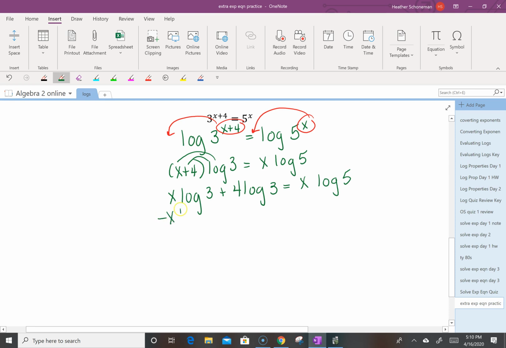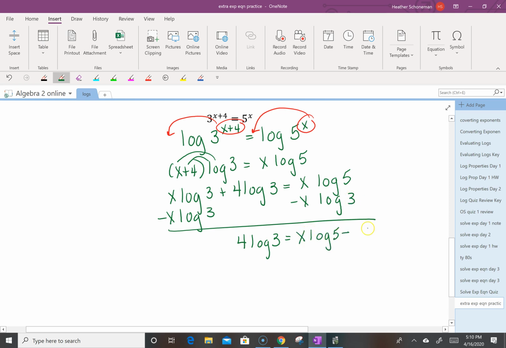Okay, group the variables together. So I'm going to subtract x log of 3 from both sides. So when I do that, I get 4 log of 3 on this side. Now remember, log of 3 is a number. It's some decimal. So this is a decimal times 4. Okay? Now on this side, remember, I can't do 5 minus 3, so I have to write it out. x times the log of 5 minus x times the log of 3. Now I'm going to factor out the x, and I have the log of 5 minus the log of 3.